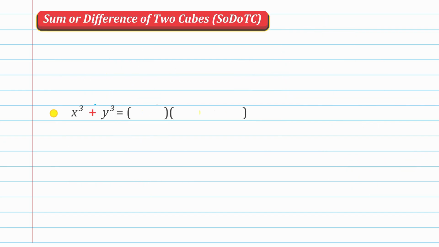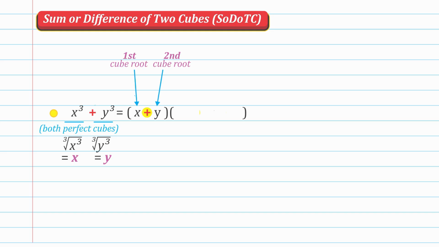Let us now discuss in detail, recognize, and memorize the patterns in factoring the sum or difference of two cubes. Let's start with the sum of two cubes. We expect that the factors are a binomial times a trinomial. So let's start with the binomial first. The first part of the factored expression is a binomial x plus y. It is the sum of the cube roots of the original terms.